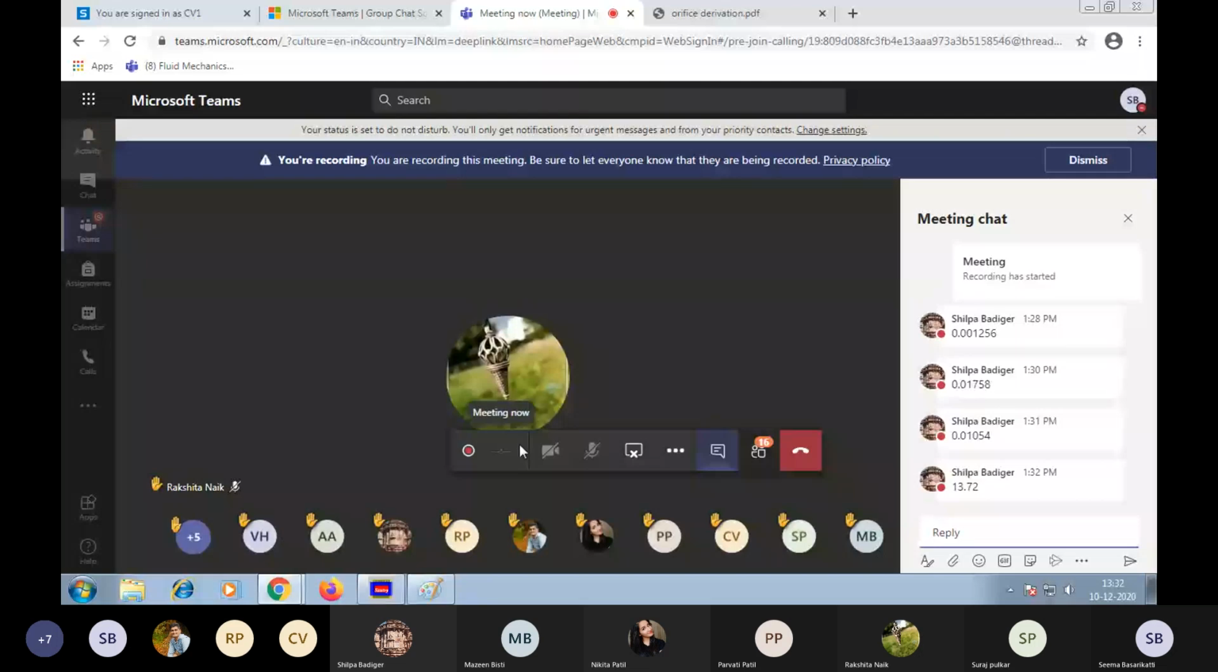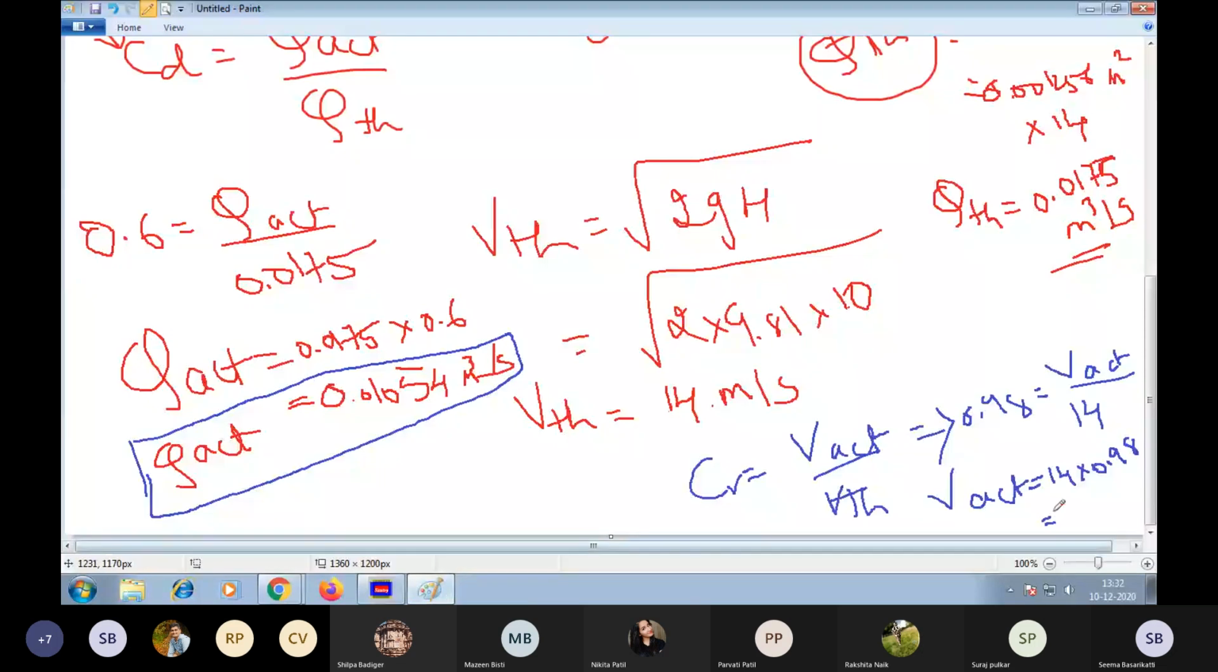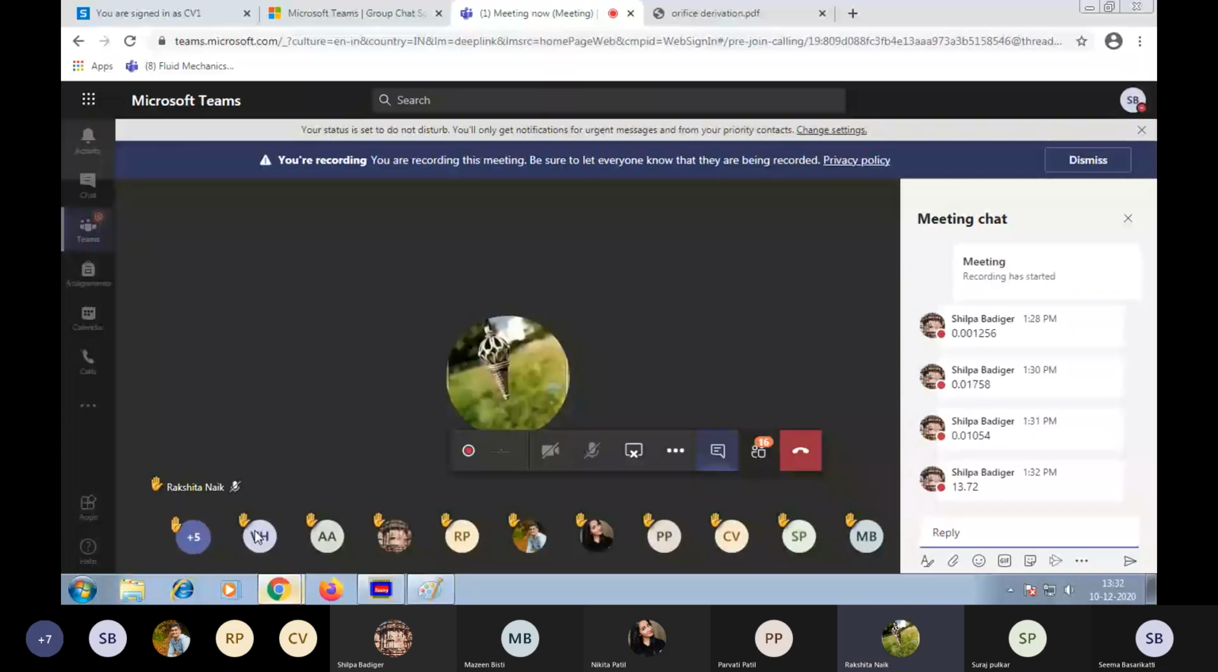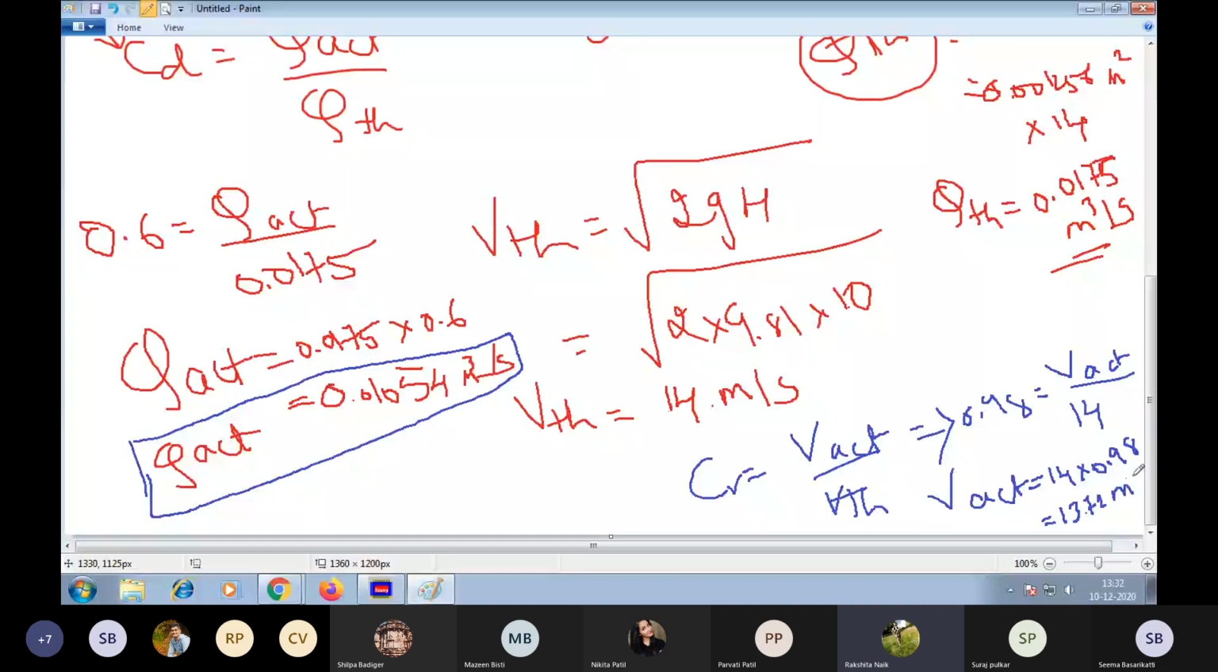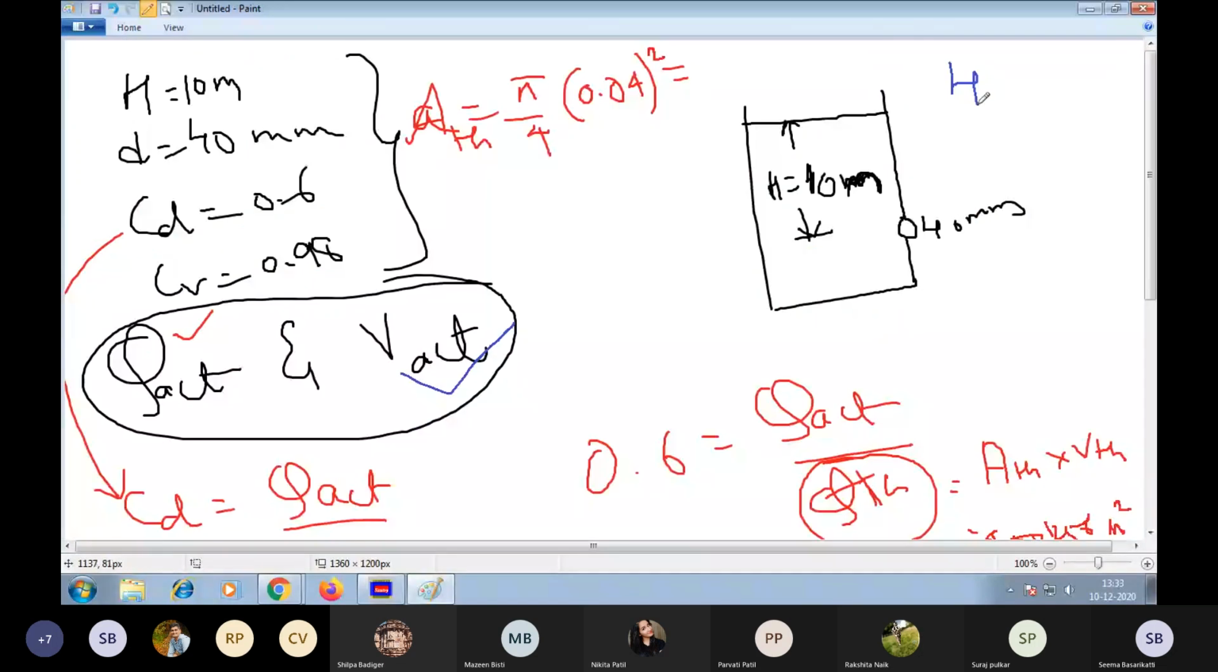13.72. What is the unit? Meter per second, ma'am. So this is how you have to calculate the actual velocity and actual discharge. This question will be asked for 4 marks.